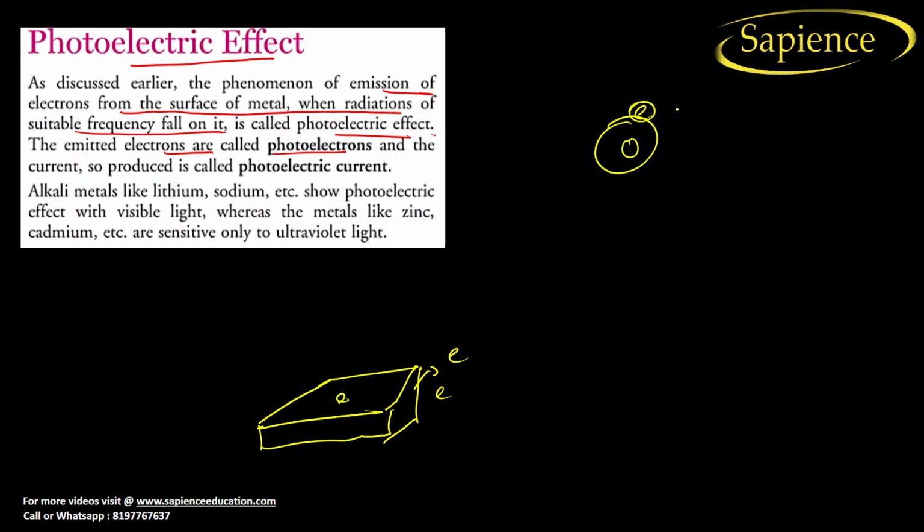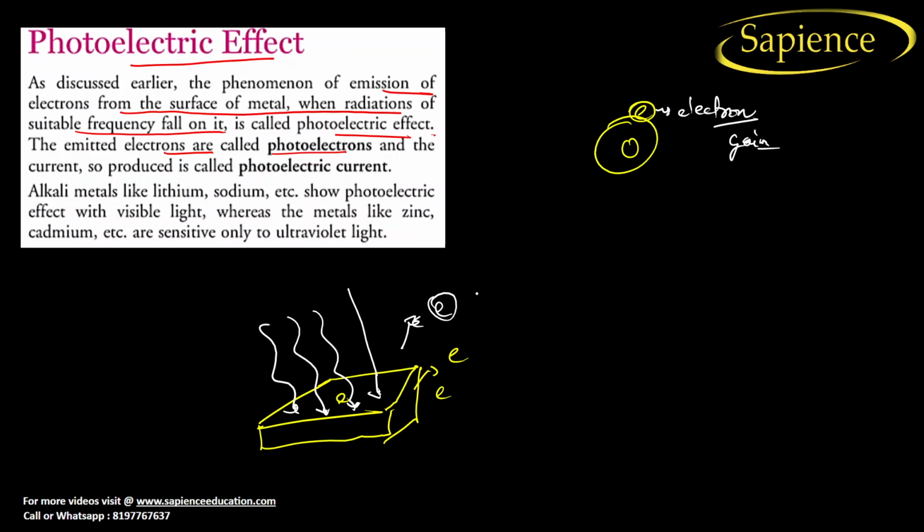The electron will be present in the outermost orbit, right? Now what will happen if any energy falls on it? Let us consider radiation falling on the surface. Radiation means some sort of energy will fall on this. So what will happen? In the outermost orbit there is an electron. The electron will gain energy, and as soon as the electron gains the energy, it will try to be emitted out like this, right?